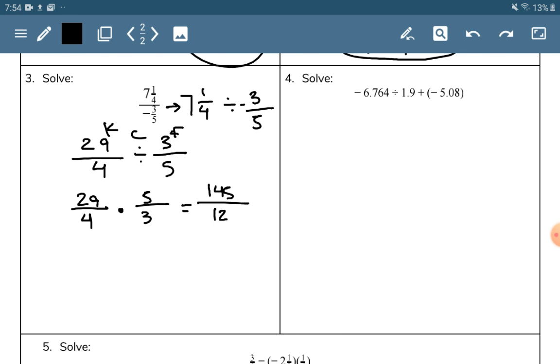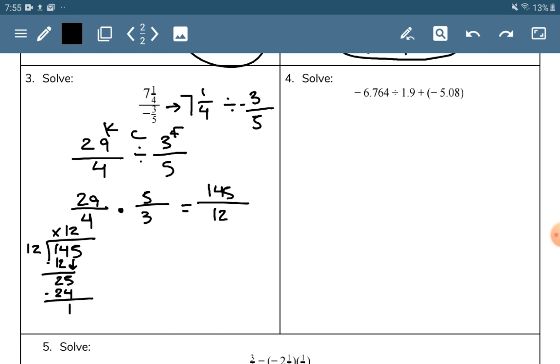From there, I do know that I have an improper fraction here. I need to change it into a mixed number. So if you can do it in your head, great. If not, you're going to set up long division. The top number will go on the inside, the bottom number on the outside. 12 cannot go into 1, but it can go into 14 one time with 2 left over. Bring down your next digit. 12 can go into 25 2 times with 1 left over.